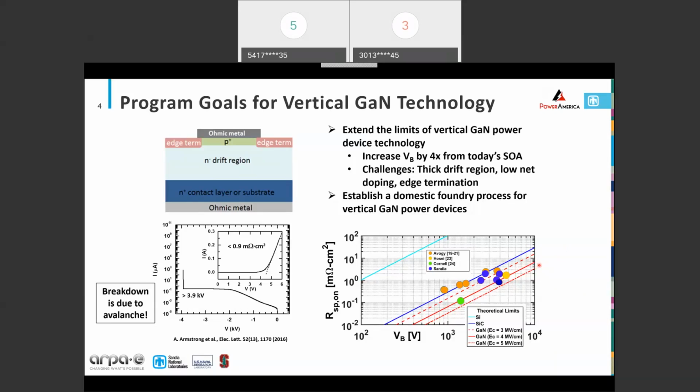In terms of this particular ARPA-E program, the goals are in the upper right of the slide. We're trying to increase the breakdown voltage by a factor of about 4 from today's state of the art. The best I'm aware of that's been published is from a group at Jose University, about 5 kV. So we're trying to push that up all the way to 20 kV. Again, the thick drift region, the doping and so forth, and edge terminations are challenging. And then we would like to establish that foundry capability, as I mentioned earlier.